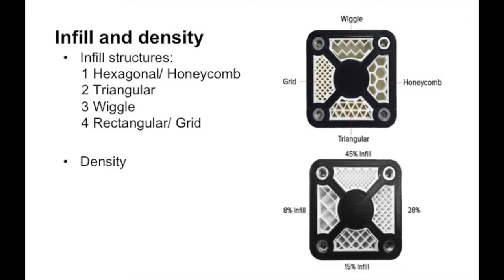The density percentage can also be set before you start to print. Higher percentage you set, higher quality it has, but of course, more time it takes to print. Usually we use 5% to 15% density, and 100% is rarely used.